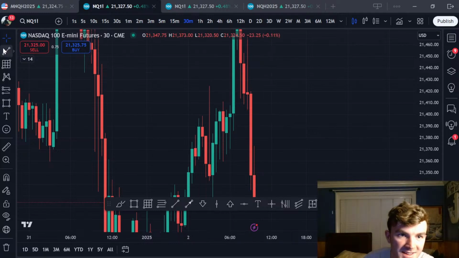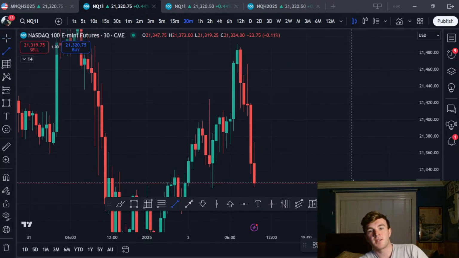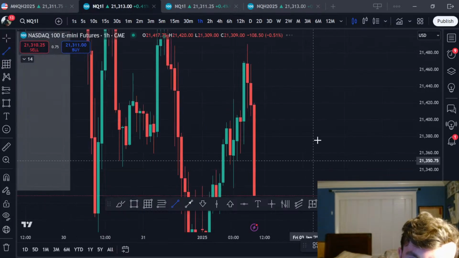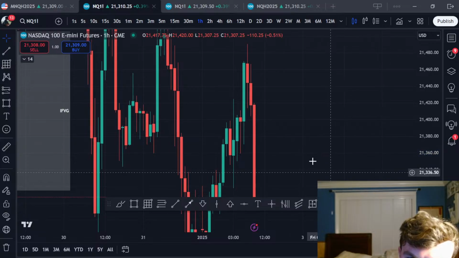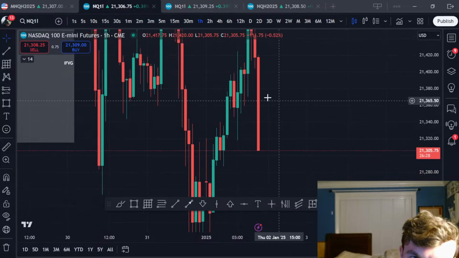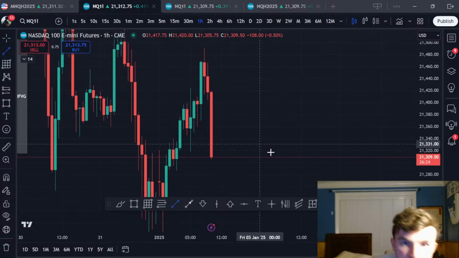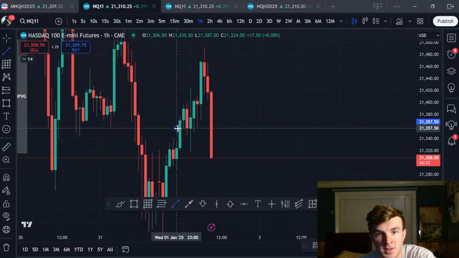Okay, it's going. Yeah, honestly, it's not looking super clear to me right now until maybe once we can get this to become a 1 hour breaker block, then we'll get a lower time frame entry within this. Then it would be a little bit more clear.